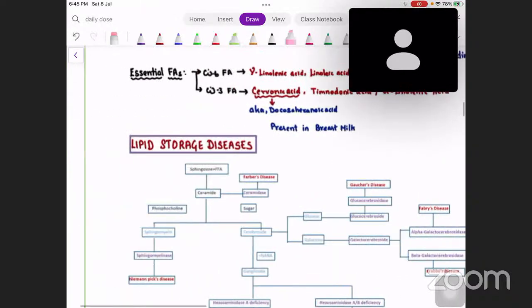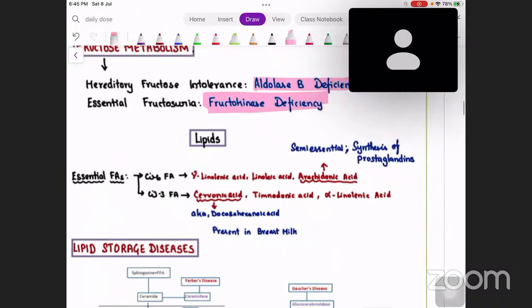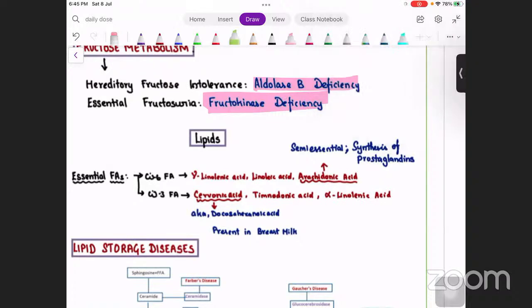So speaking about the lipids, the very first highlight on the basics is omega-3 and omega-6 fatty acids. So omega-3 fatty acids are cervonic acid, timnodonic acid, and alpha-linolenic acid. And omega-6 fatty acids are gamma-linolenic, linoleic, and arachidonic acid.